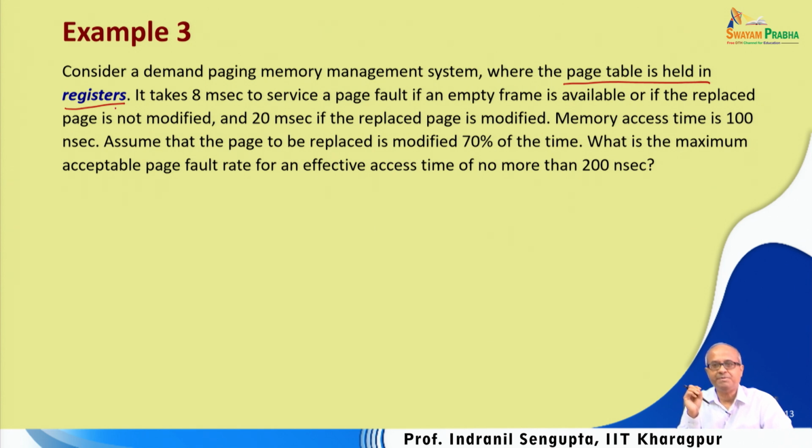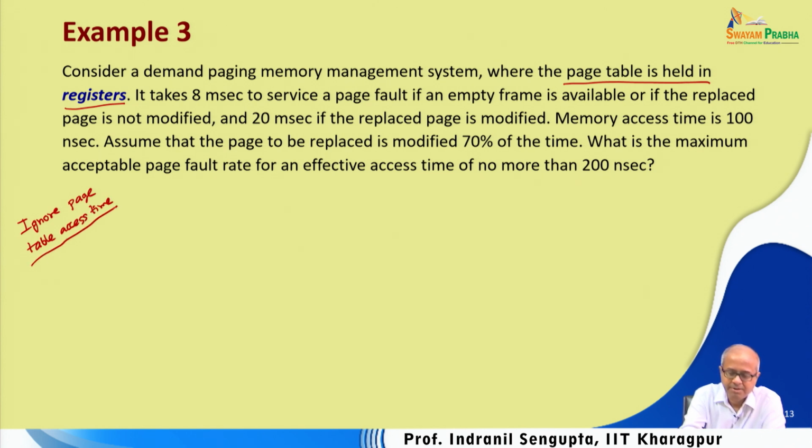But what it actually means here, indirectly it is mentioned, is that you can ignore page table access time. Why? Because accessing registers is much faster than accessing main memory. Because page tables are stored in registers, accessing a particular page table entry from a register will take hardly a few nanoseconds or even a fraction of a nanosecond. Okay? Now, a few others are mentioned.